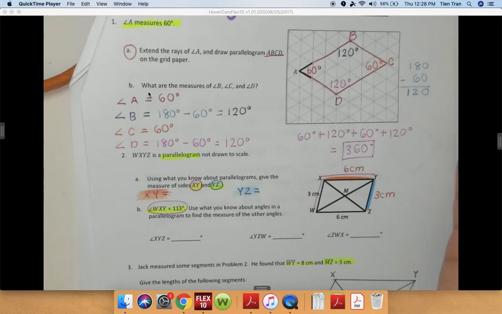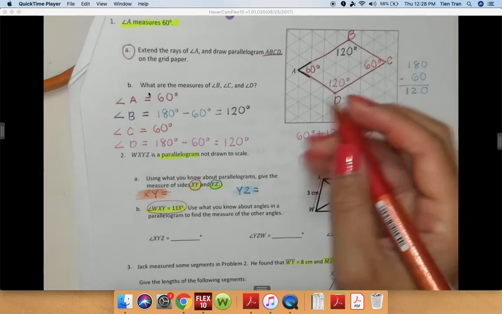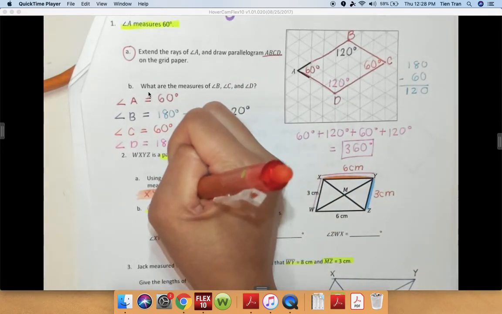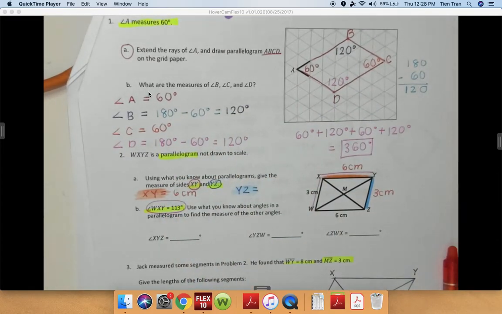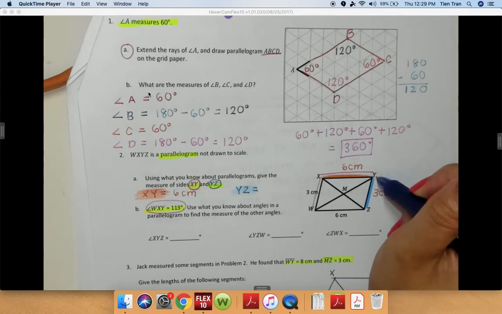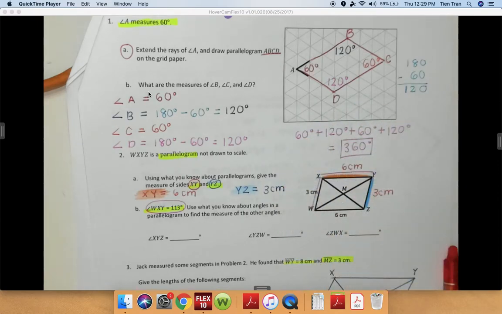It's very similar to a rectangular prism, right? The opposite sides are the same. So 6 centimeters for XY. And then for YZ, notice I colored YZ in blue, is 3 centimeters. So I'm going to write 3 centimeters.